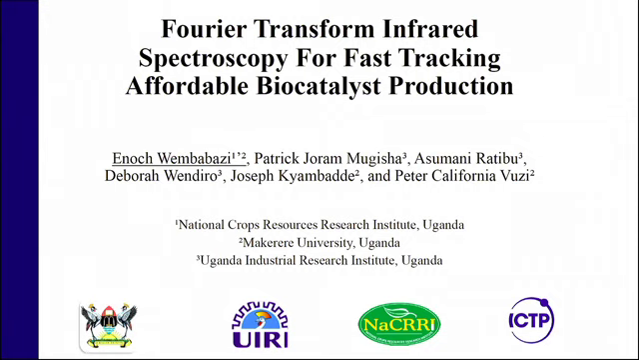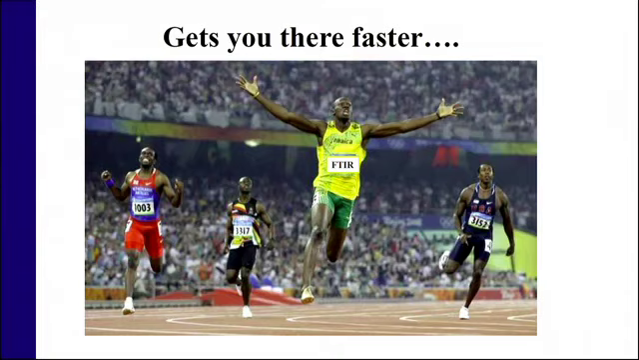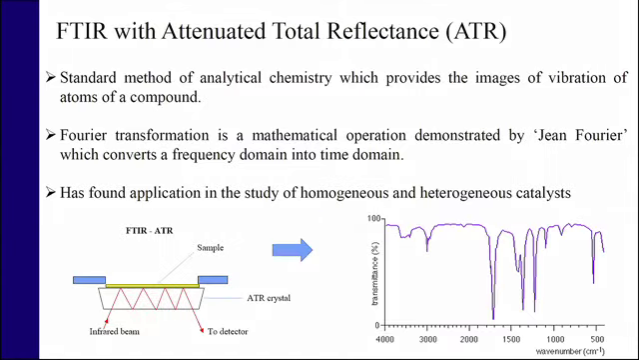Thank you. A lot of methods are currently used in studying materials, but I zeroed in on Fourier transform infrared, simply because it is widely known to be much faster than all the other methods. You're able to generate so many spectra within very few seconds, and you can interpret so much data within that, and you're able to know what your material contains. Well, when you further couple your Fourier transform infrared with attenuated total reflectance, then you can get so much data.